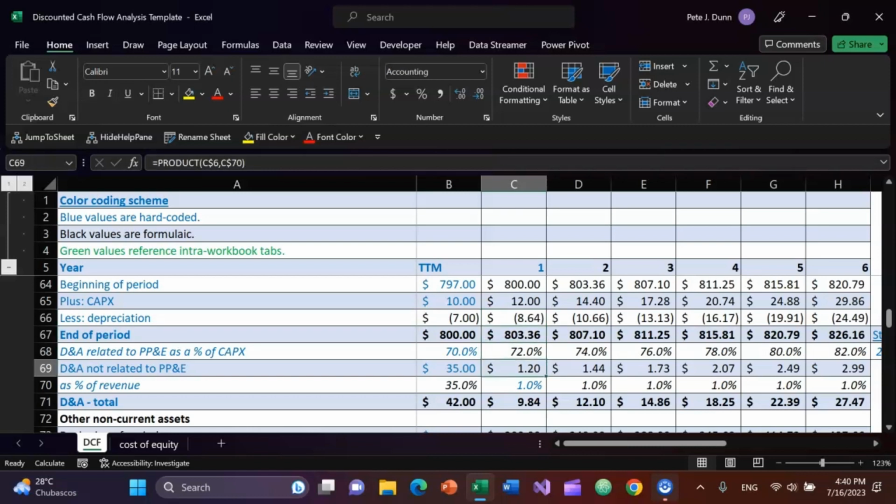I also have amortization, which is going to be 100% of the depreciation and amortization not related to property, plant, and equipment. That's going to be 1%. You can see I have a forecast for that. And that's how I get that. You sum all of that up, and that gets you your total depreciation and amortization.